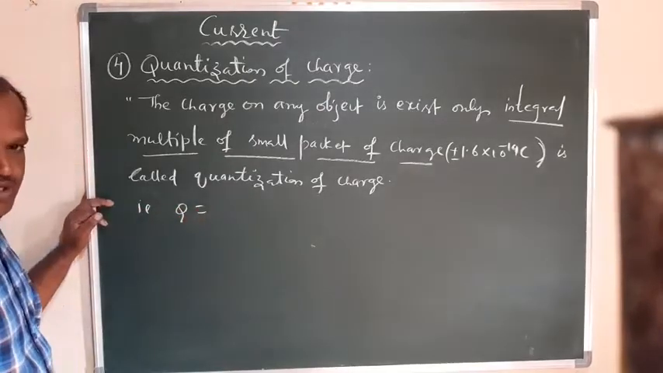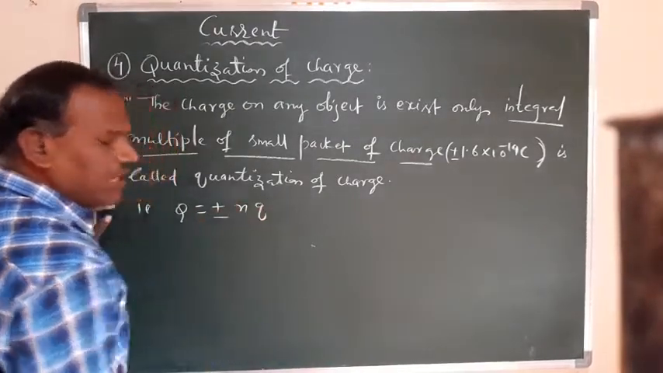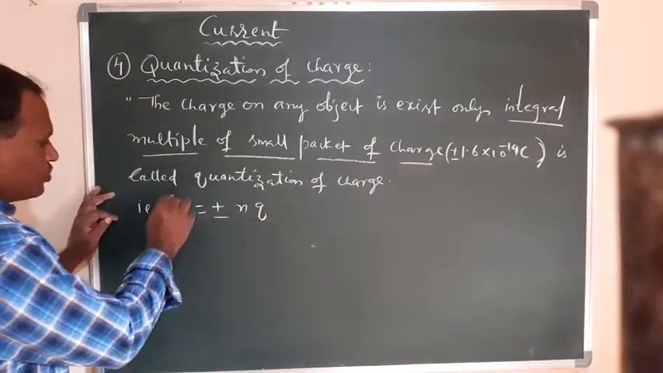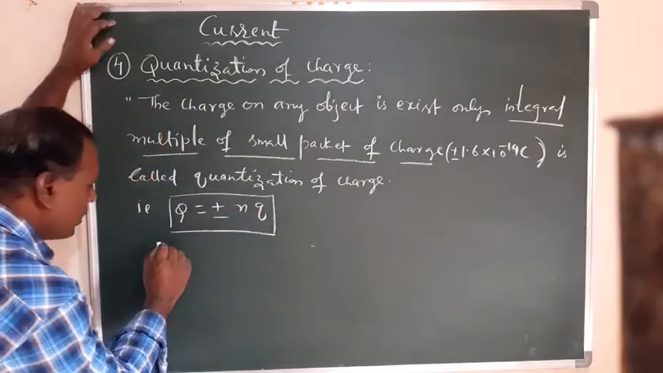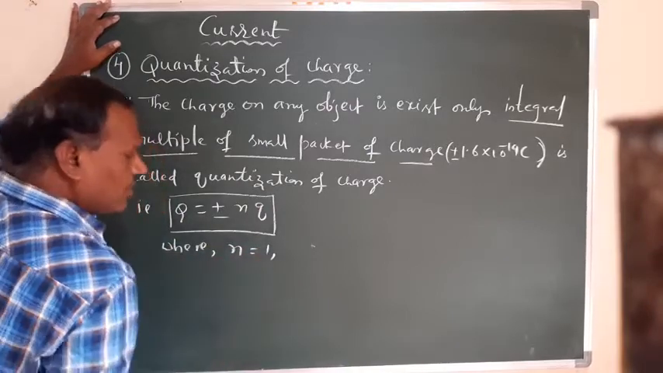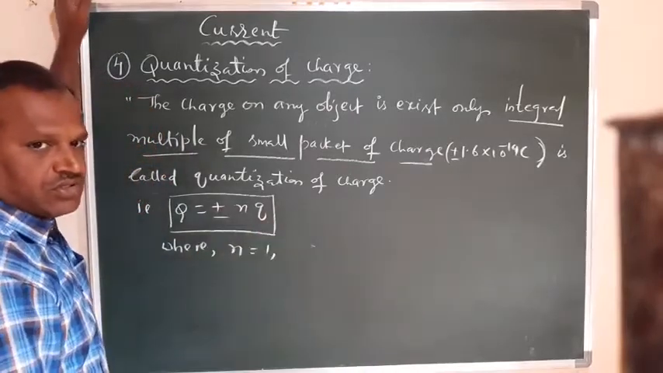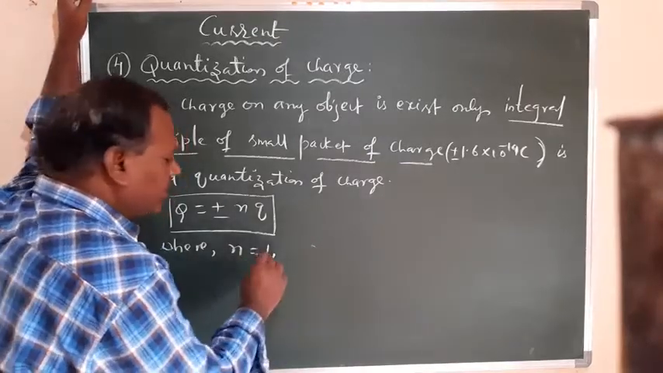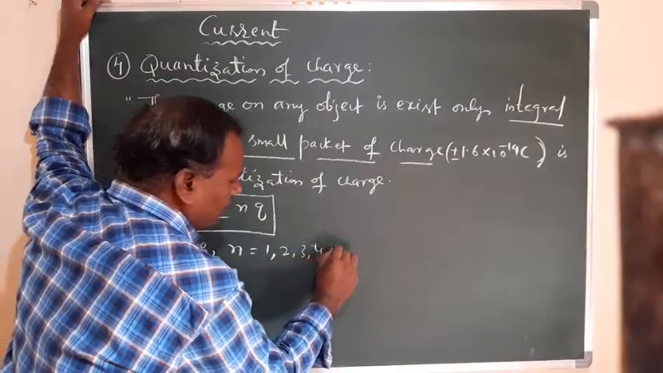According to this statement, the charge on any object, which I represent as capital Q, is given as plus or minus n times q, small q. Here n is an integer and q is the small packet of charge. So this much charge can exist on any object. n starts from 0. Zero means no charge, so that is a neutral body. It is an integer, generally 1, 2, 3, 4 and so on.